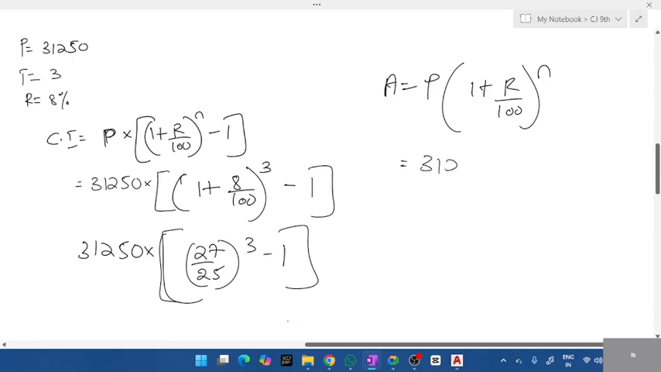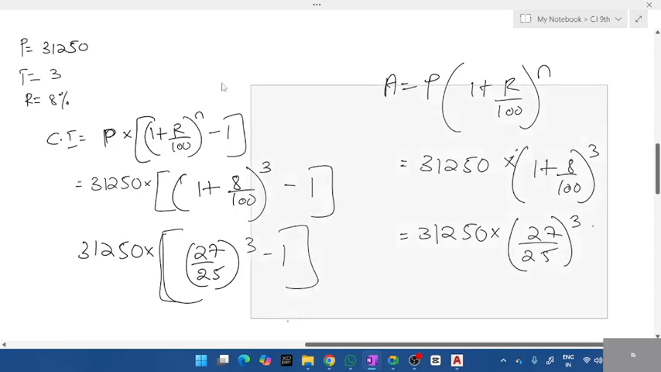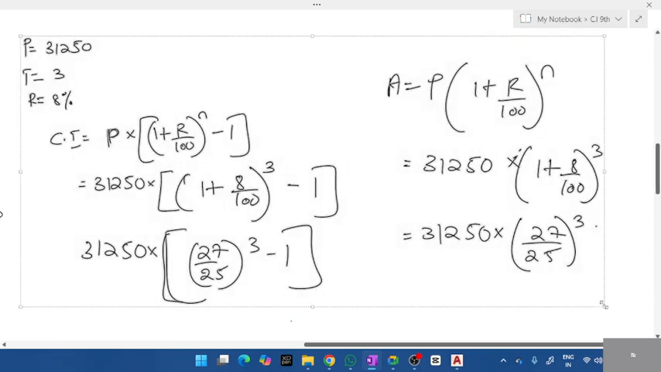Simultaneously, I'll explain both. Multiplied by 1 plus 8 divided by 100 to the whole power 3. Same calculation. 31,250 multiplied by 27 divided by 25 the whole cube. Is it the same till here? Everything is the same, right?